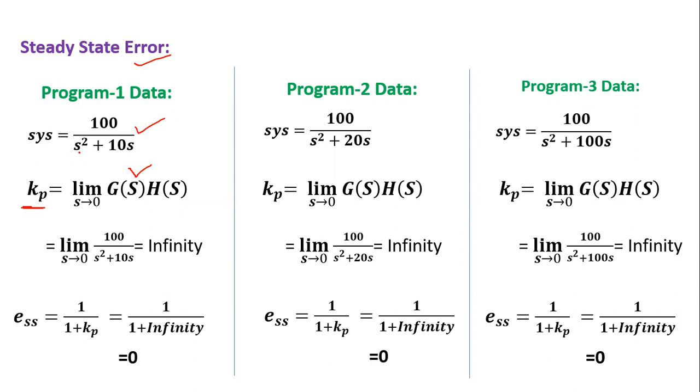Now we know the open loop transfer function, and we know the feedback element. It is a unity feedback. If we substitute directly, limit s tends to 0, 100 by s square plus 10s, in place of s we are substituting 0, then the total denominator will be 0. So anything by 0, we are getting as infinity. Kp is infinity. If Kp is infinity, and we substitute in the steady state error, that is 1 by 1 plus Kp, that is 1 by infinity, we are getting 0. Steady state error is 0. That means the final value you are getting is the same as the input, 1. This is the first case.